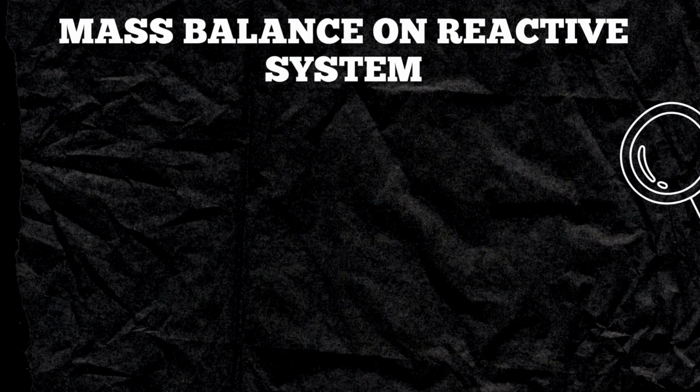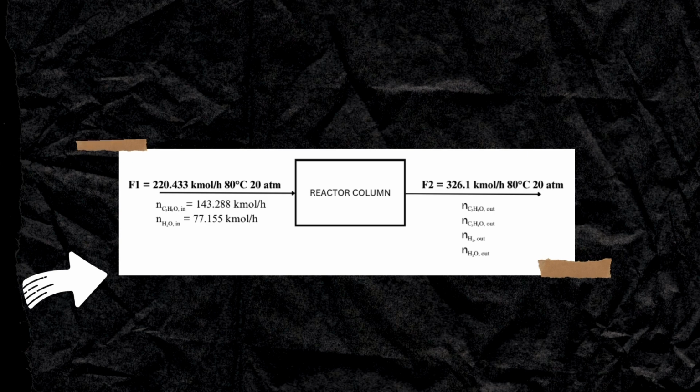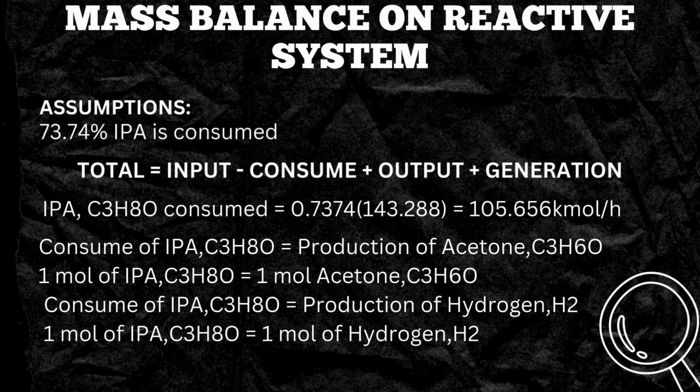Next is the mass balance on a reactive system. So we use our reactor column as a unit. So we need to assume that 73.74% of isopropyl alcohol is consumed.